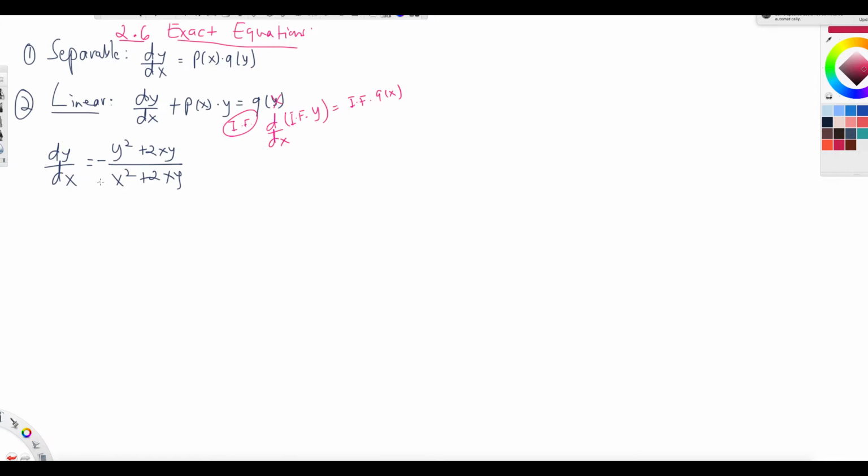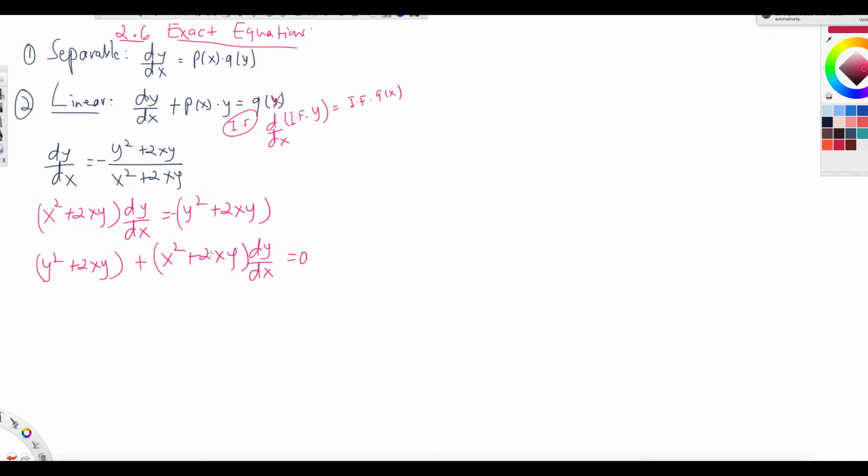Let us solve it the straightforward way. I want to write this in differential form, so I multiply both sides by x squared plus 2xy. You will get (x squared plus 2xy) times dy over dx equals negative (y squared plus 2xy). If you bring that to the left side, this can be written as y squared plus 2xy, plus (x squared plus 2xy) dy over dx, equals 0.